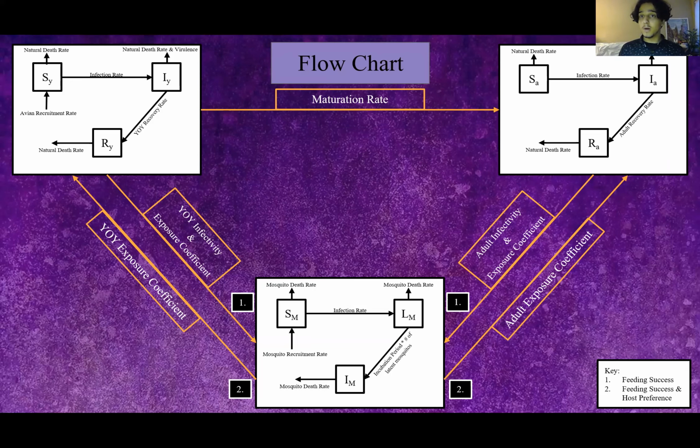Now, the number 2 in the model that you see is actually just the feeding success and the host preference. In our model, like I mentioned earlier, host preference is kind of just a 50-50. It's not really that one is preferred over the other. It's kind of just that the mosquito goes for whatever it chooses that day. But I thought to include it because it shows the dynamic better than if we didn't include it.